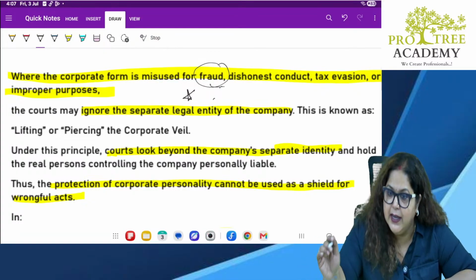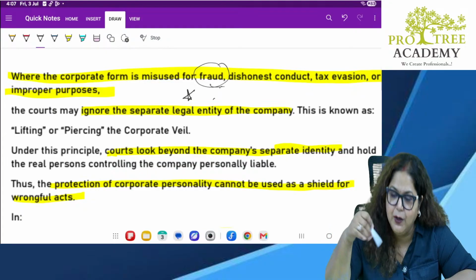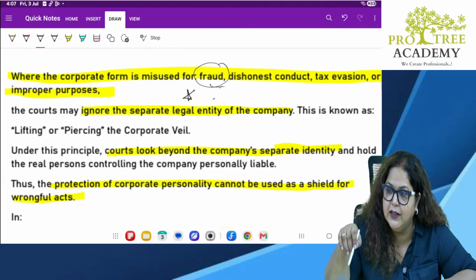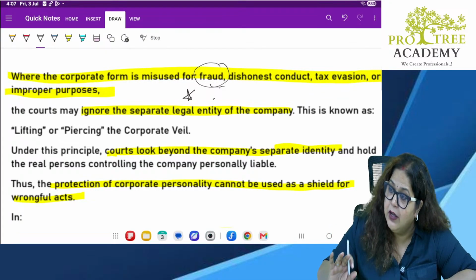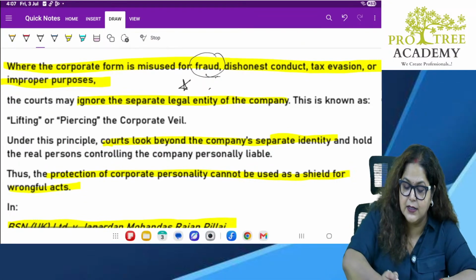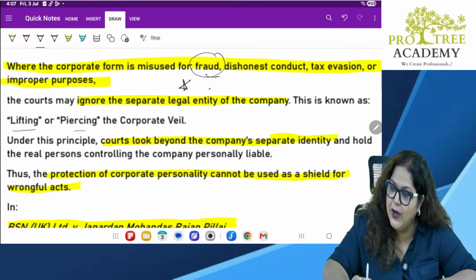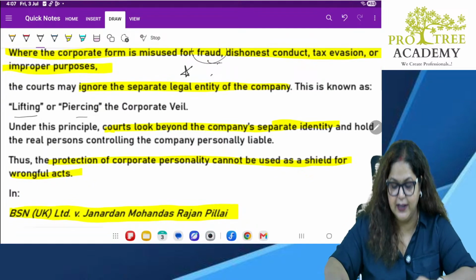Are you getting this? Ignore. The court will ignore the separate legal entity of the company. Are you getting this concept, beta? The court will ignore the separate legal entity of the company, and this is known as lifting or piercing the corporate veil.